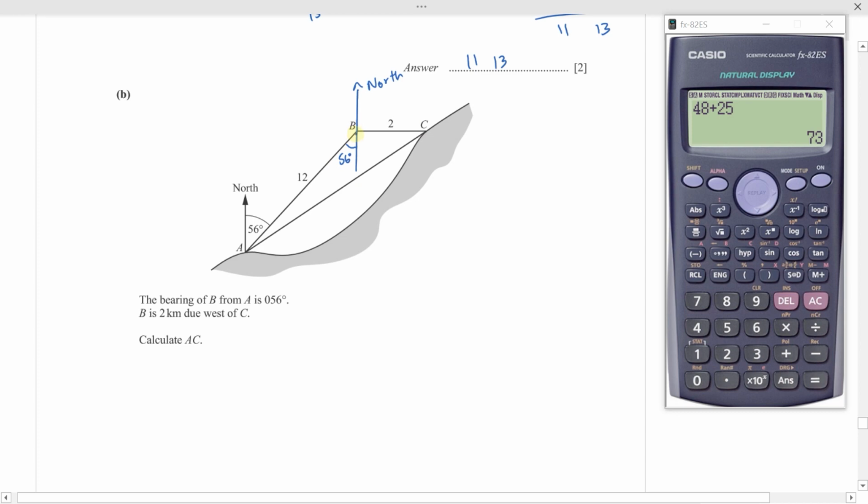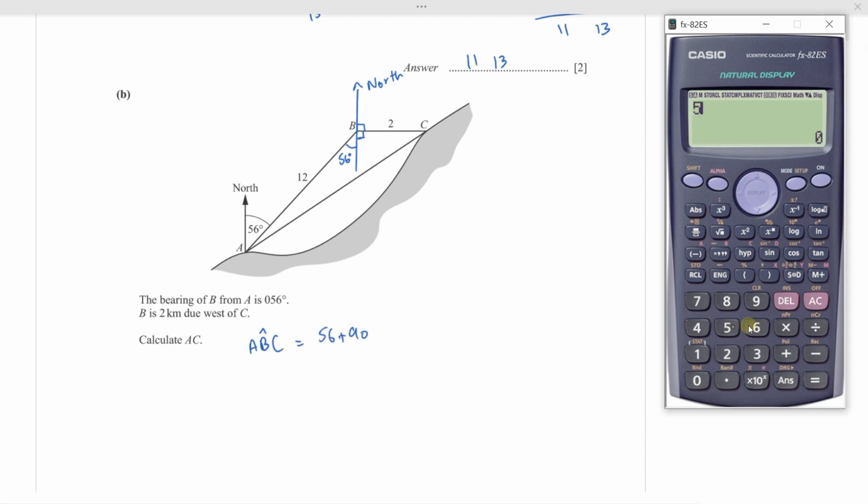And since B is due west of C, that means C is east of B. So that means this angle is 90 and this angle is also 90. So angle ABC will be 56 plus this 90. So ABC equals 56 plus 90, which is 146. So this angle here is 146.